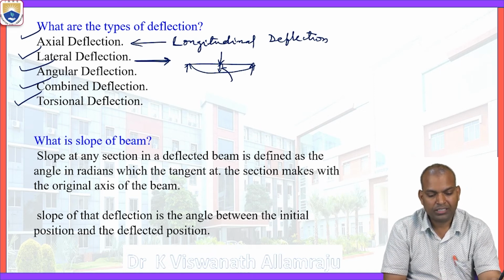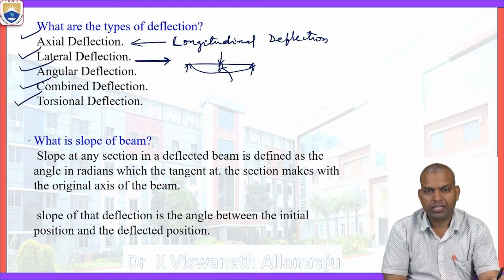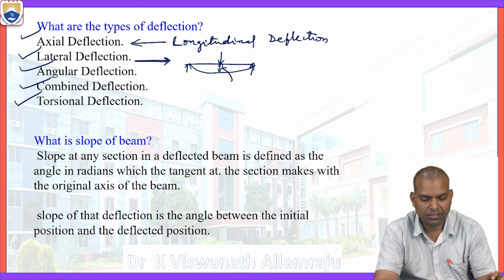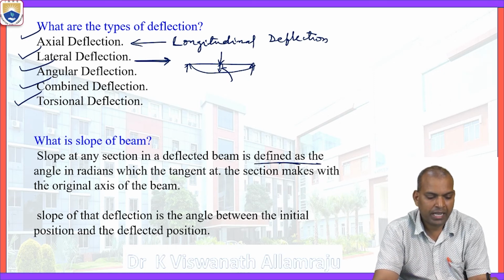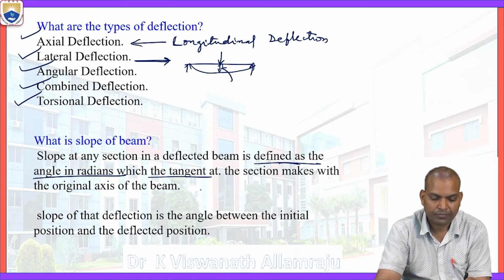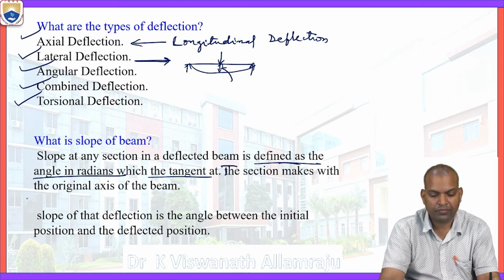Now, as we have already discussed, what is the slope of a beam? The slope at any section is defined as the angle in radians which the tangent at the section makes with the original axis of the beam.